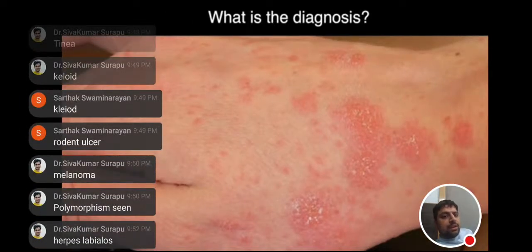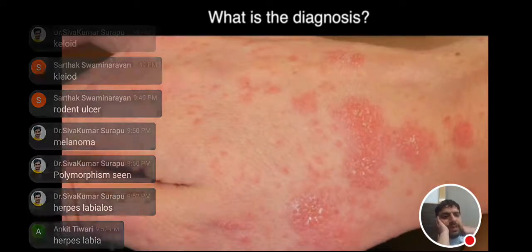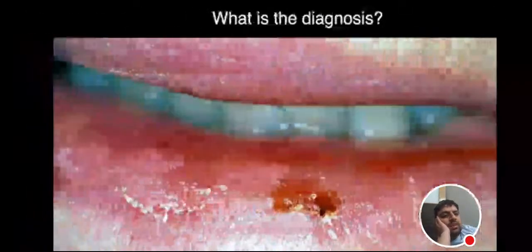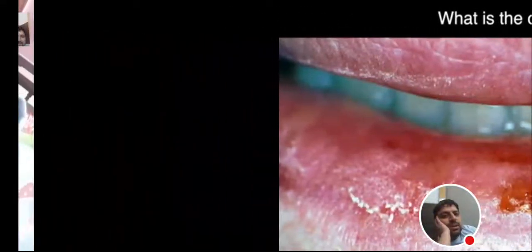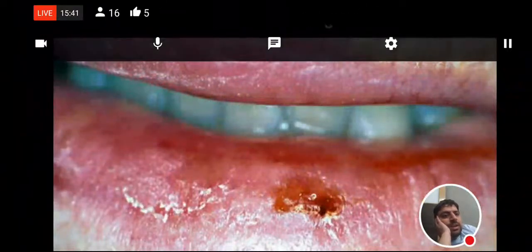Okay, yeah. What is the diagnosis here in front of you? What is it? This image shows what? This is a case of scabies. Okay, and this is squamous cell carcinoma. Okay, this is a case of squamous cell carcinoma.